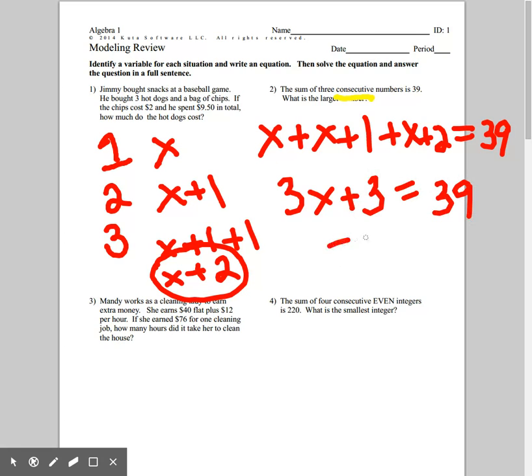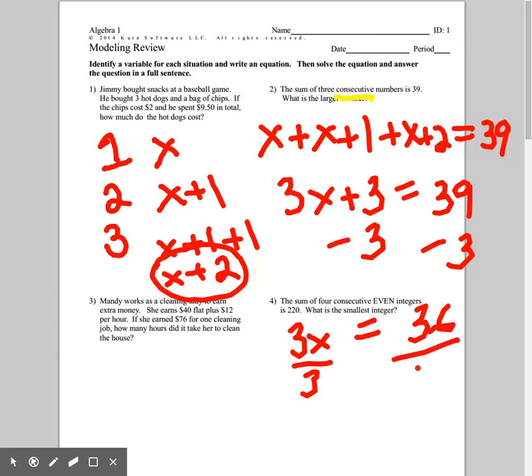All right? We subtract 3 on both sides, and we get 36. And then we have 3x equals 36. We divide everything by 3. And we get x equals 12.